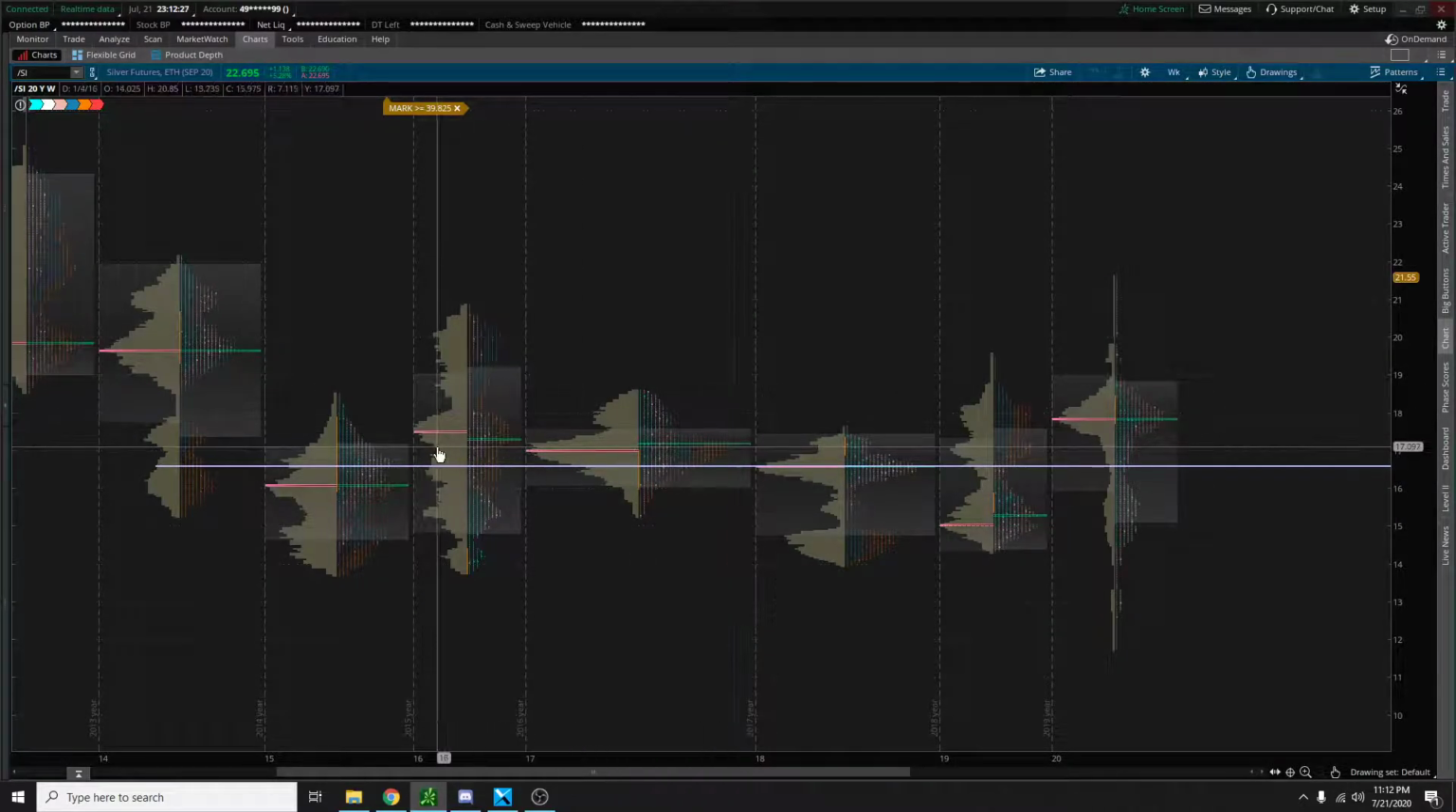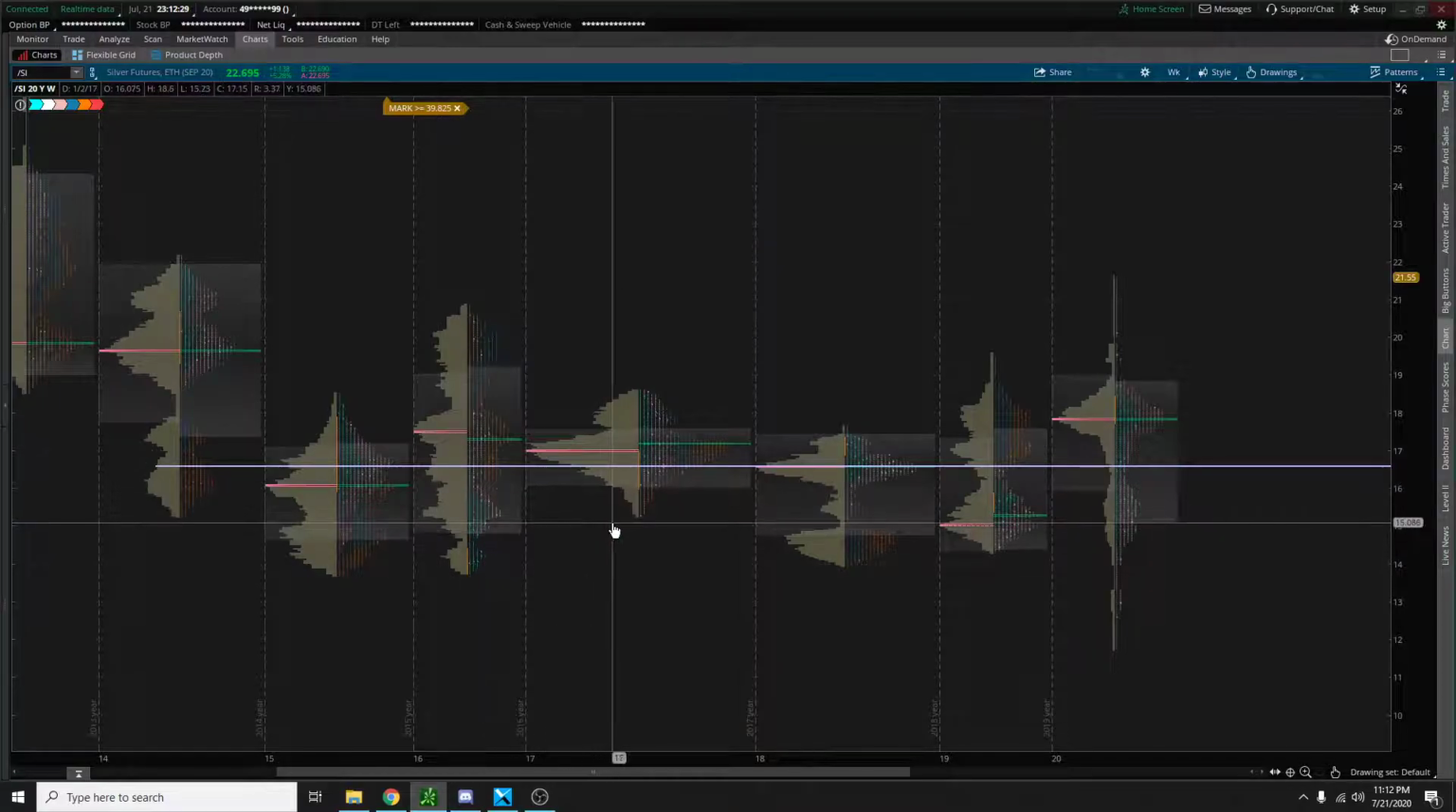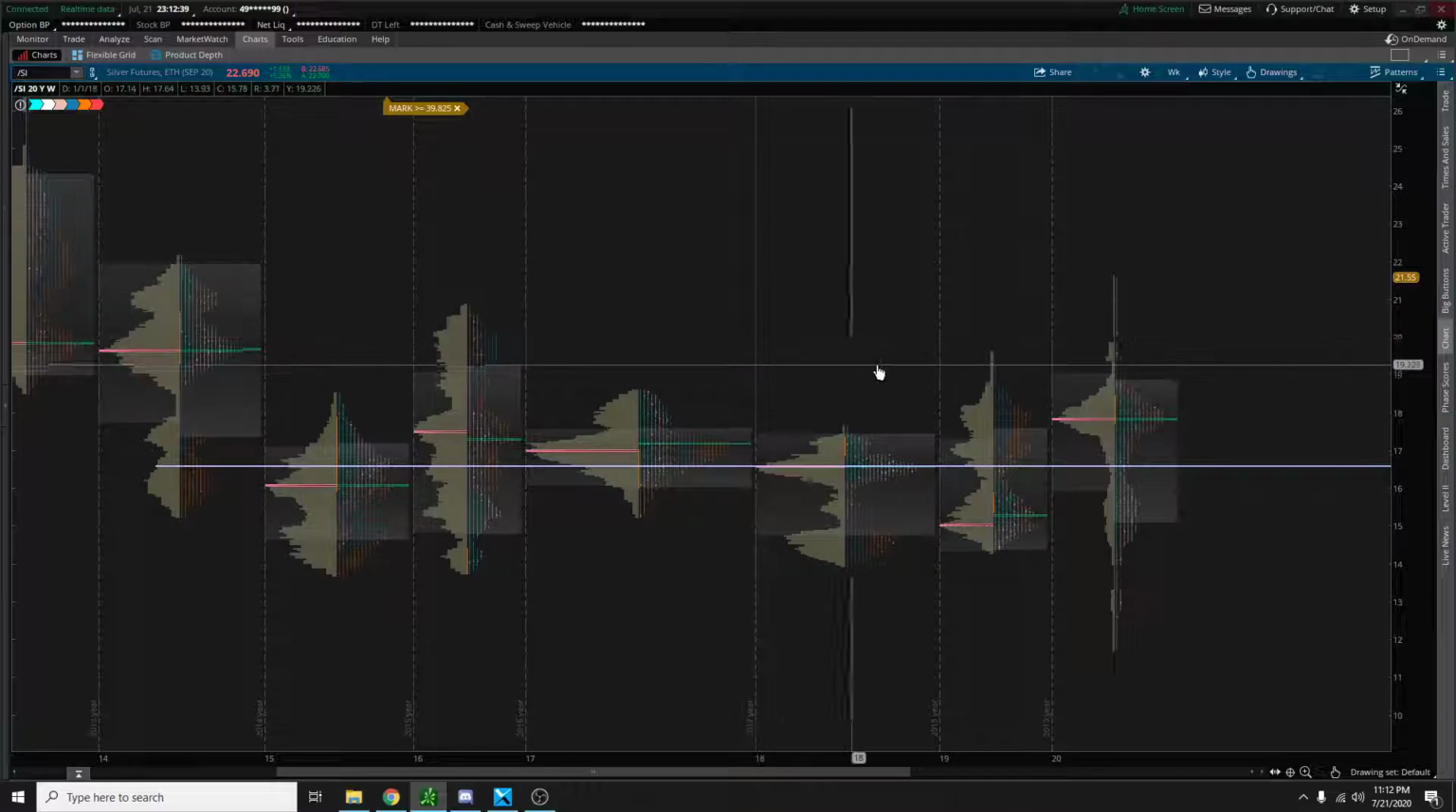Now, what's the reason for that? Somebody out there is buying silver. They're buying it, they're buying it, they're buying it at these low prices, right? While they're holding it down, so that guess what?